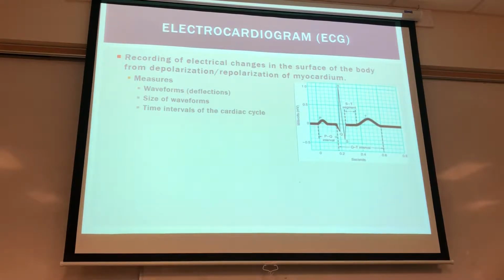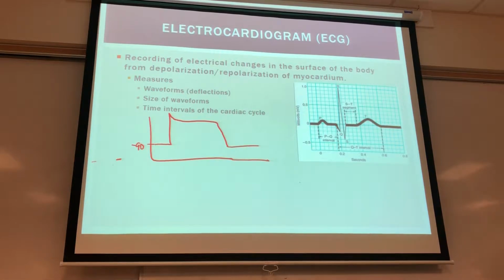I'm going to draw my depolarization curve up here at the top. Here's negative 90. Here we are at rest. And then I'm going to draw my repolarization back down over here. So this is my cardiac muscle. Let's just make it easy and call it our ventricular muscle.